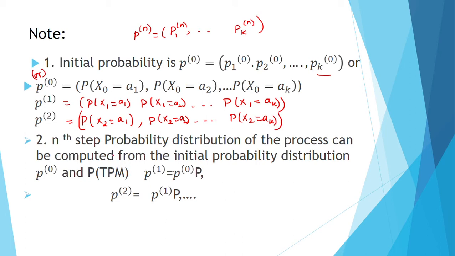Okay. Next is a very important result. Say P of 0, P of 1, P of 2 is now known. The nth step probability distribution of the process can be computed from the initial probability distribution and the TPM. That is, if P of 0 and capital P are known, using these two we can compute P of 1, then P of 2, P of 3 in order. So the result says P of 1 is equal to P of 0 into P. Then P of 2 is nothing but P of 1 into P and so on.